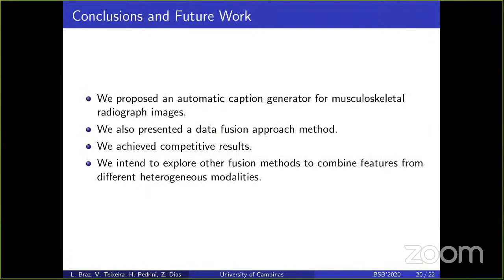So as conclusions, we proposed an automatic caption generator for musculoskeletal radiography images and a method for automatically combining these artificially generated captions with radiographies for accurate musculoskeletal abnormality classification. We also presented a data fusion approach, and we achieved competitive results. And as future work, we intend to explore other fusion methods to combine features from different heterogeneous modalities.